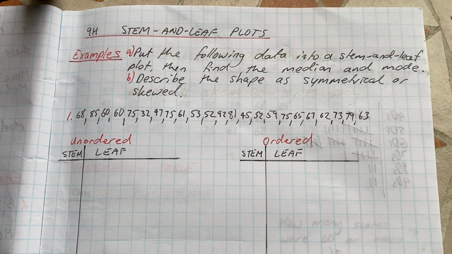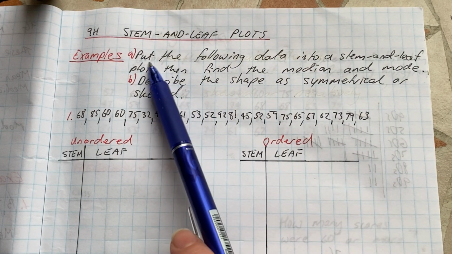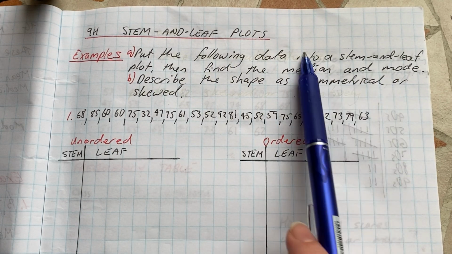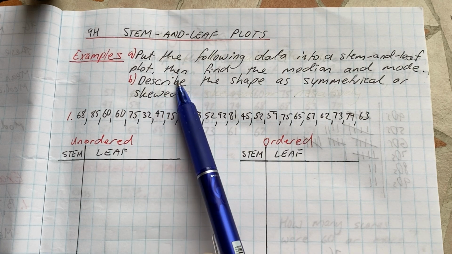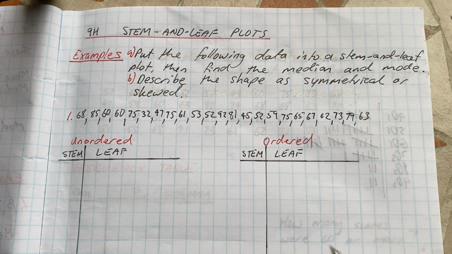Exercise 9H is about stem and leaf plots. So here's an example of a stem and leaf plot. We have to put this data into a stem and leaf plot, and we have to find the median and the mode as well. We also have to describe the shape, whether it's symmetrical or skewed. So let's have a go at that.